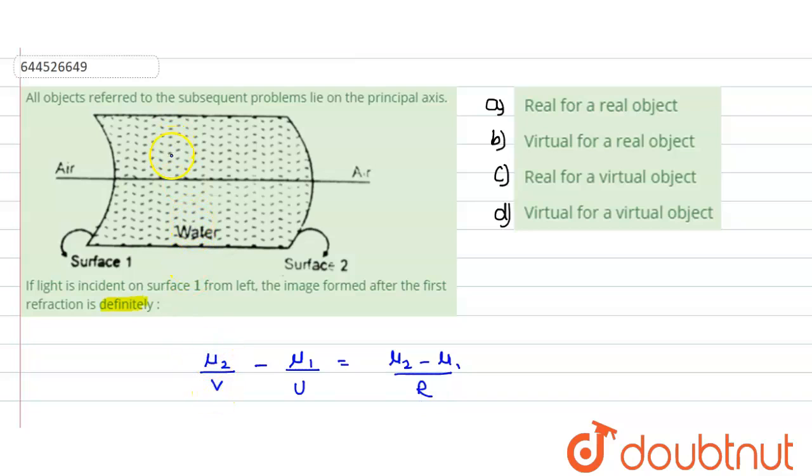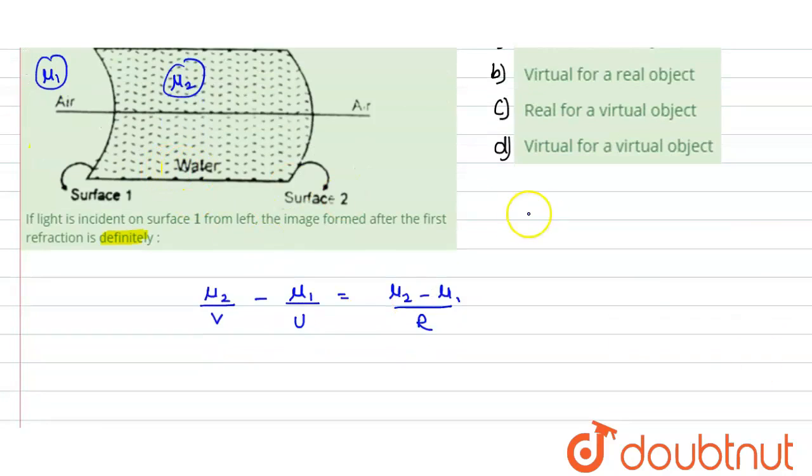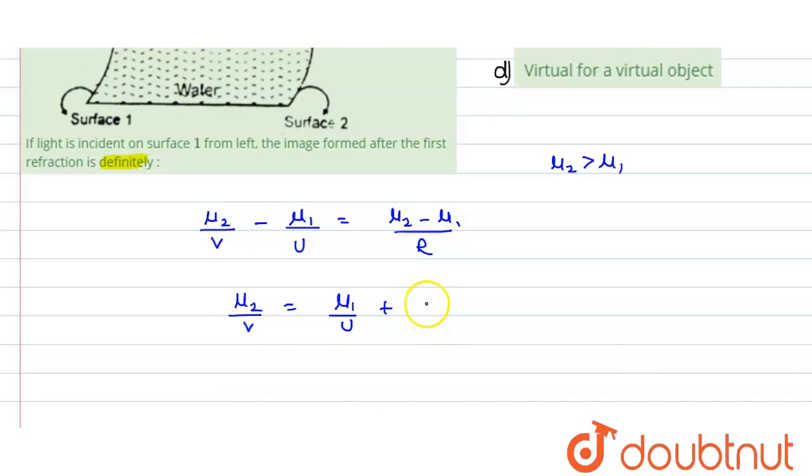So in this case, this would be our mu2, and mu1 is the medium in which the object is kept. So let's say the object is kept here, so we can say that it would be mu1. Now clearly, our mu2 would be greater than mu1, because air has the least refractive index, equal to 1. For any other material, the refractive index would be greater than 1. So we can say that mu2 would be greater than mu1. If we rewrite this expression, mu2 divided by v would be equal to mu1 by u plus mu2 minus mu1 divided by r.